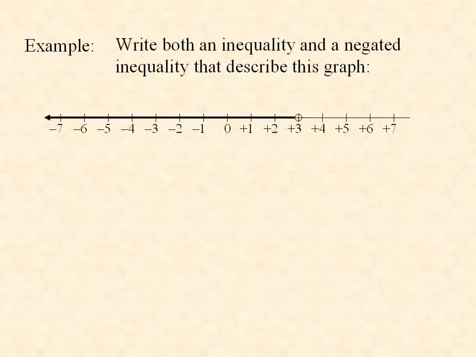Here's an example. Write both an inequality and a negated inequality that describes this graph. We have an open circle here at 3. So we can write x is less than 3. Less than means left of on the number line. Or we can write a negated inequality, which would be x is not greater than or equal to 3. In other words, x is not at 3 or on the right of 3.